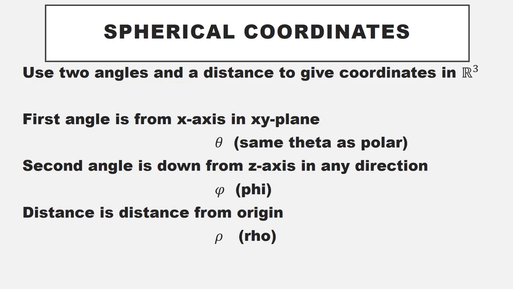Now the distance here is going to be the distance from the origin. And we always call that rho. That's kind of like the Greek R. So this is the Greek letter rho. And that's going to give you the distance from the origin in a straight line to the point in R3, so the point in three-dimensional space.